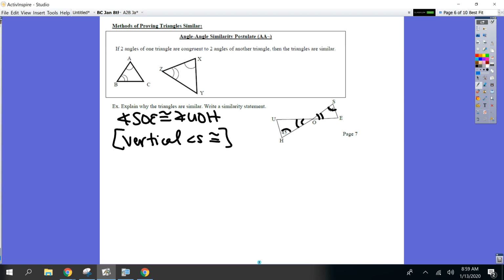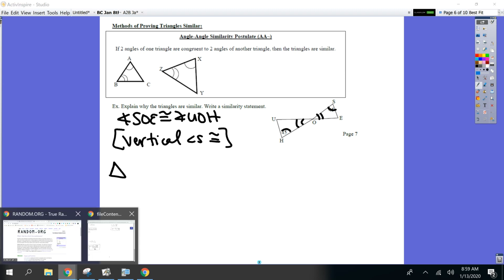Oh, it would fire me up if anybody put O congruent to O. Reflexive at this point in the year. And then let's write me a good statement now. Because now I'm done. Everyone see I have 2 pairs of angles? That's good enough. They're similar. So write the statement for me.